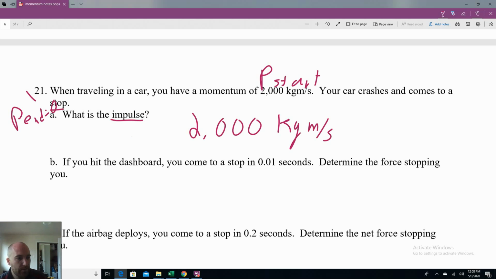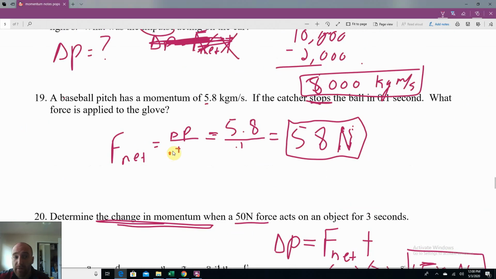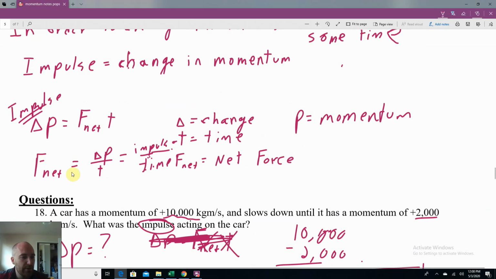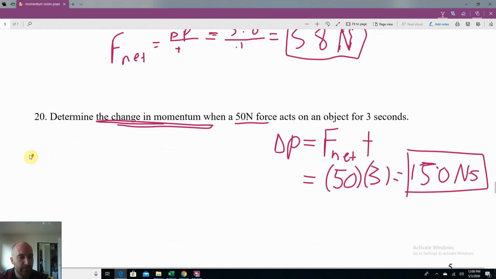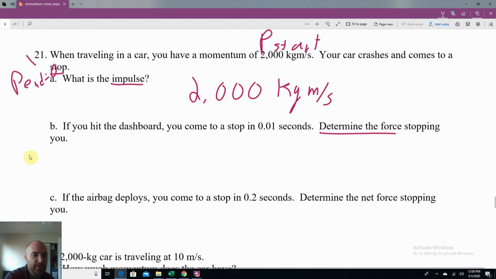Great. B, if you hit the dashboard, you come to a stop in 0.01 seconds. Determine the force stopping you. Okay, now we're going to calculate force. So let's check our equations and see if we have one that would let us solve for force. And I think we do. I think it's the second one right here. F net equals delta P over T. So that's the one that I'm going to use.